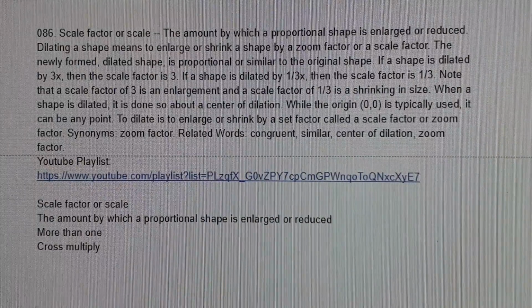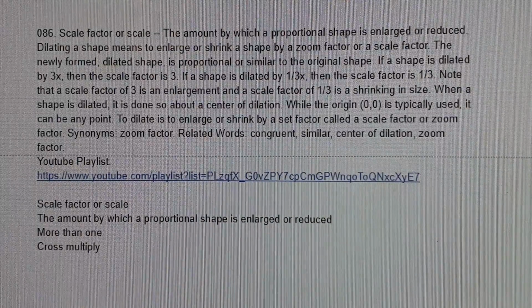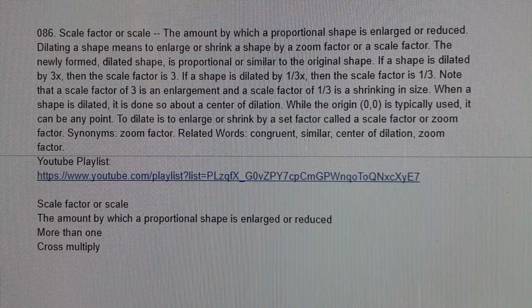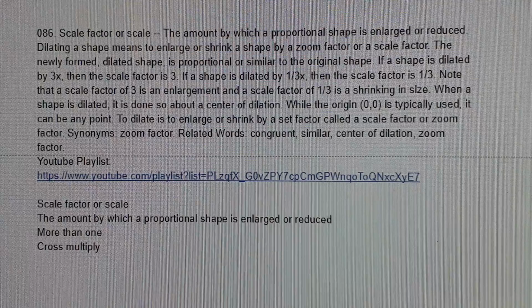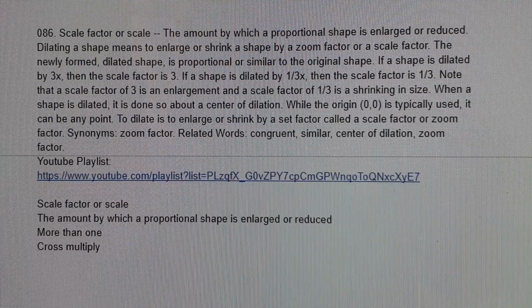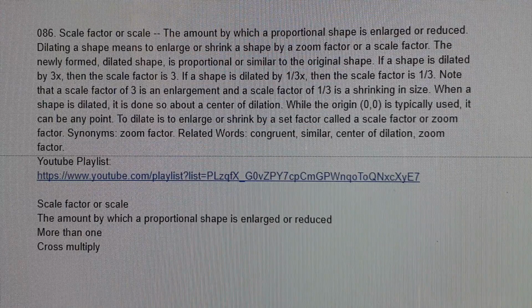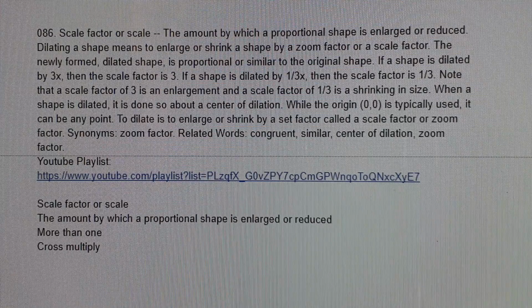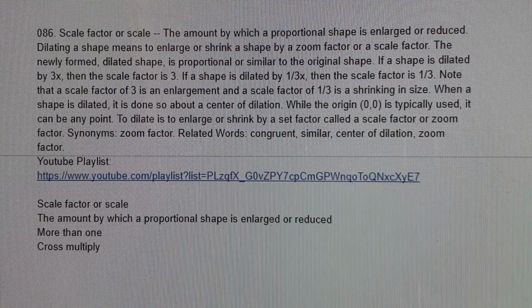Scale factor or scale. The amount by which a proportional shape is enlarged or reduced. Dilating a shape means to enlarge or shrink a shape by a zoom factor or a scale factor. The newly formed, dilated shape is proportional or similar to the original shape.